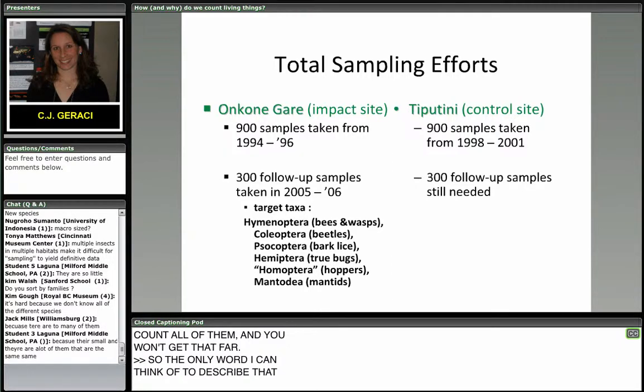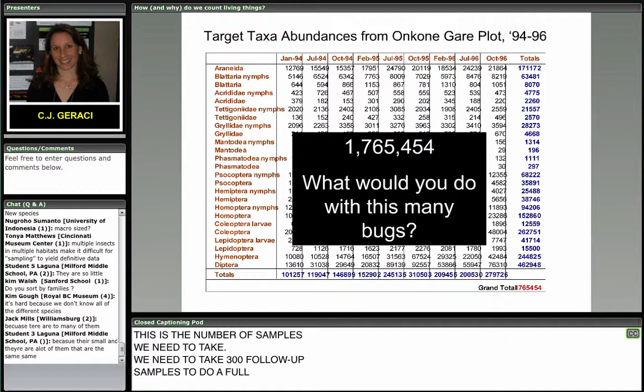Okay, so this was our total sampling effort. These are the number of samples that we were able to take. We still need to go back to the control site and take 300 follow-up samples so we can do a full statistical analysis, and we're hoping to do that soon, pending funding.